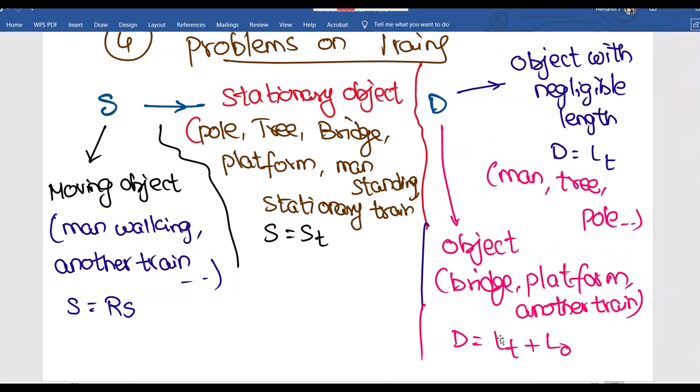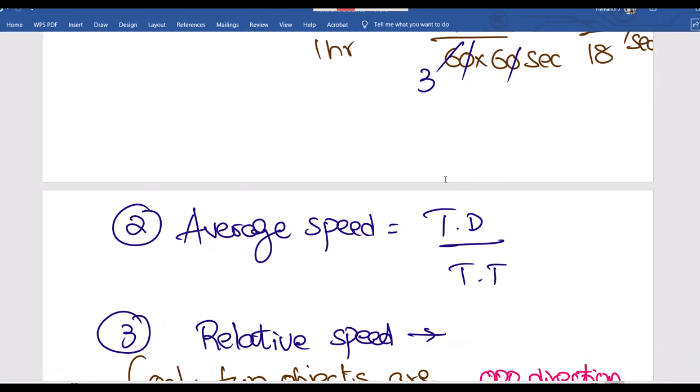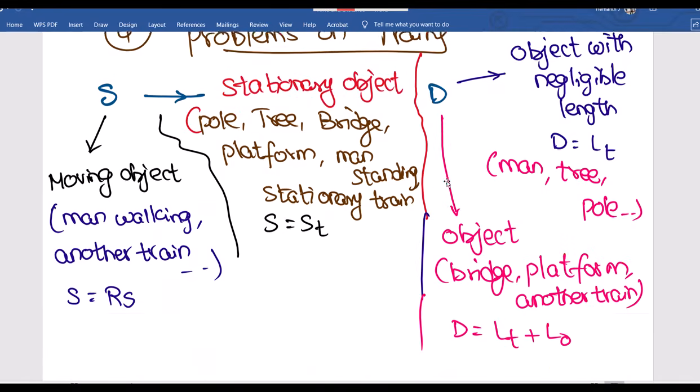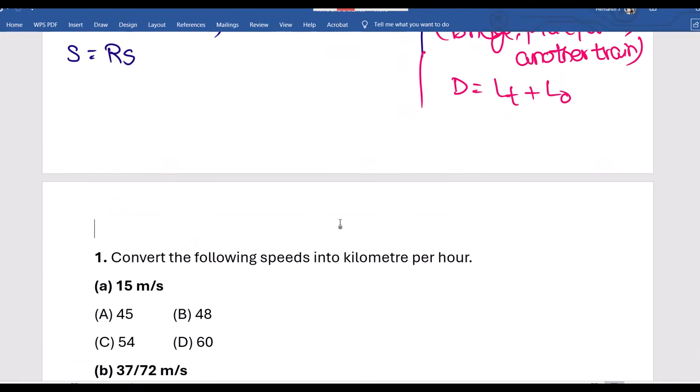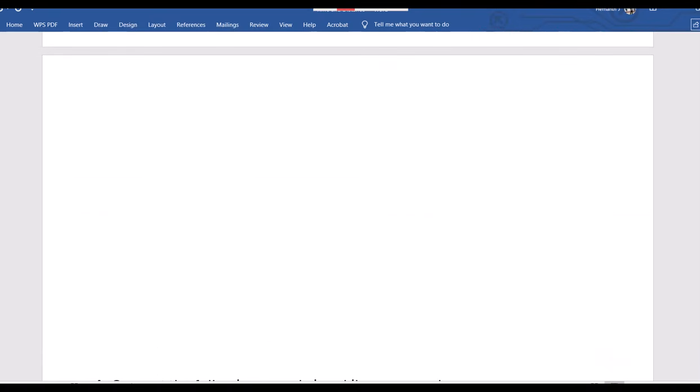So problems on trains, basics related, we'll discuss a lot of things. Relative speed, people got the idea. Average speed, total distance divided by total time, fine. But the last one before going for the questions is boats and streams. Here also only 4 terminologies, then complete.